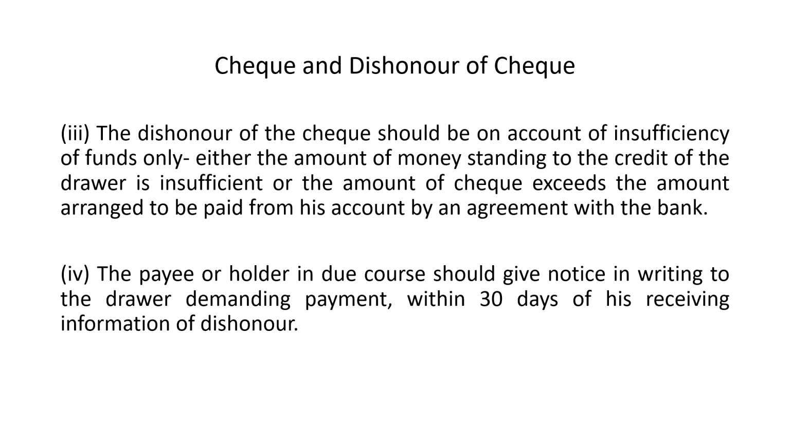The fourth one is that the payee or holder in due course should give notice in writing to the drawer demanding payment within 30 days of receiving information of dishonour. That is a very important duty which lies on the payee, the person presenting the cheque, or the holder in due course, whoever it may be. As soon as you receive the cheque with the dishonour written by the banker along with the bank slip, it is very important that the ground mentioned is insufficiency of funds. If it is on any other ground, section 138 will not attract.